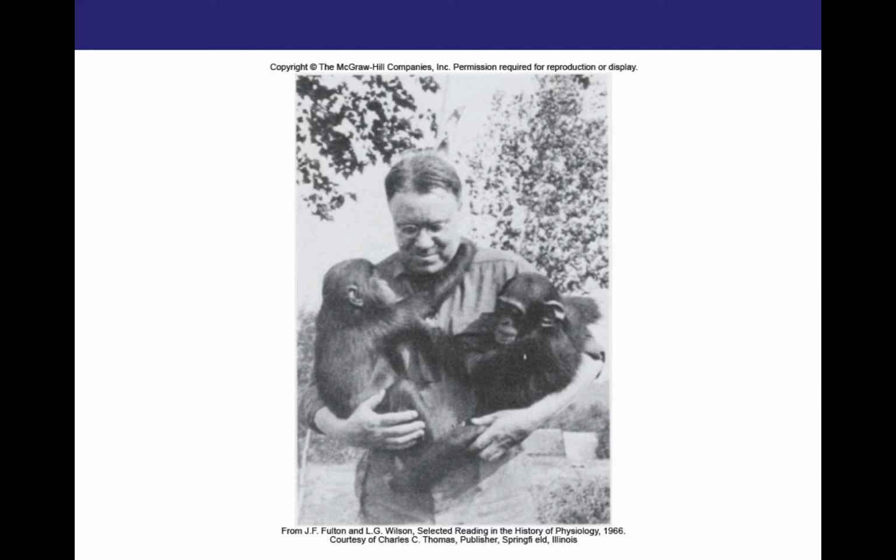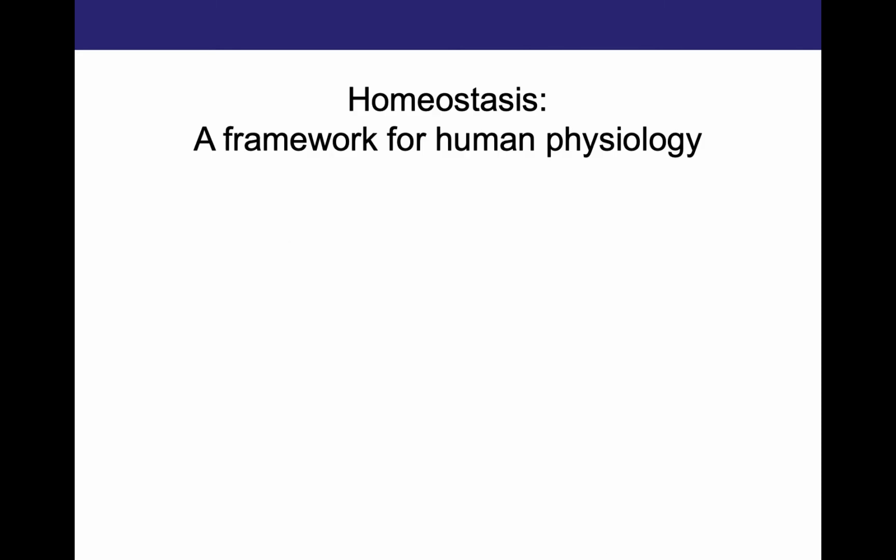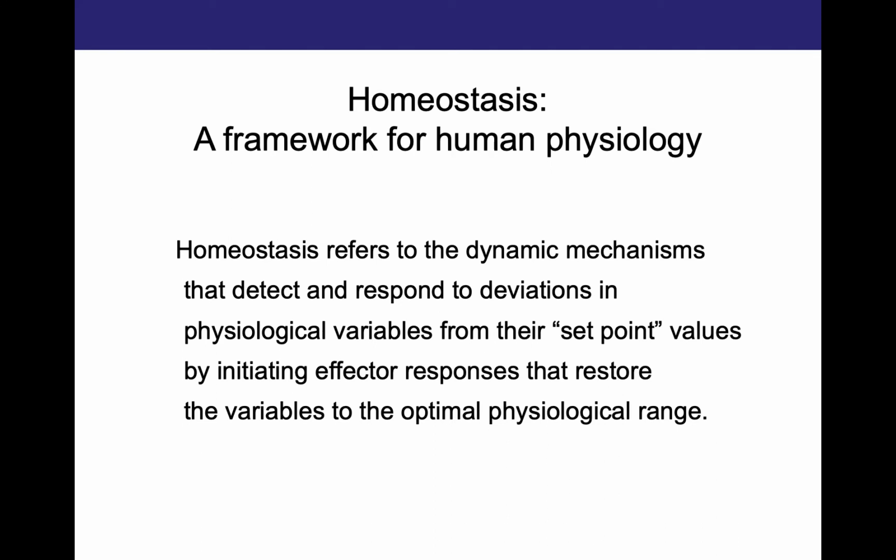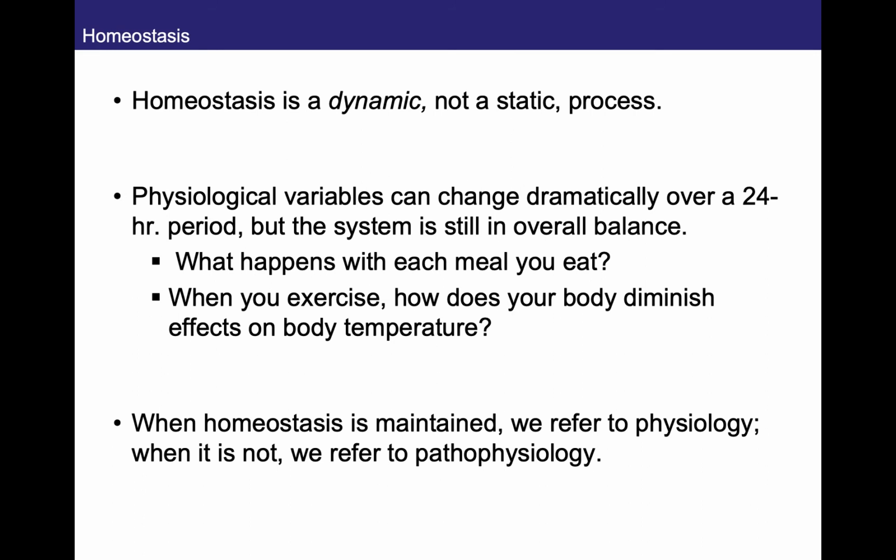All right, so formal definitions. This is really the framework for human physiology. Homeostasis refers to the dynamic mechanisms that detect and respond to deviations in physiological variables from their set point values. We'll talk more about negative feedback mechanisms in just a minute. They do this by initiating effector responses that restore the variables toward an optimal physiological range. Now, this is not a static process. It's very dynamic. Whether we're talking about blood pressure, temperature, or blood glucose levels, they can oscillate wildly, but these mechanisms are in place to keep them within a certain range.